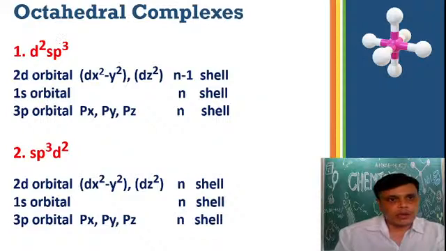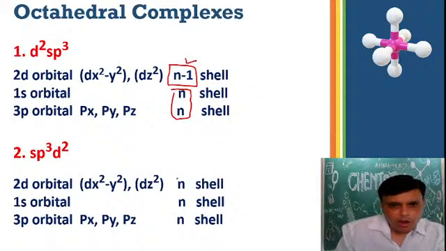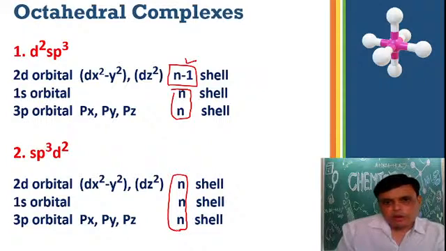Here also, I have given that 2d orbitals are from the n minus 1 shell, and 1s and 3p, that is px, py, pz, are from the n shell. And here, all the orbitals are from the n shell.